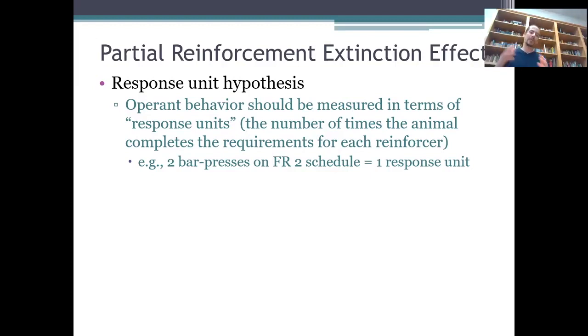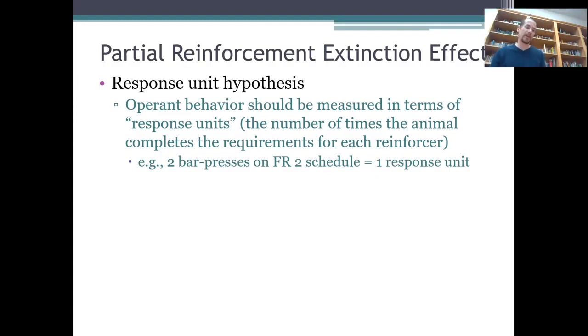So for example, suppose we have a rat in a Skinner box, and suppose we've got that rat on an FR2 schedule of reinforcement, meaning it's got to press the bar twice to get food. Okay. And then suppose we put it on an extinction schedule, right? And suppose that the rat makes 100 responses during extinction, presses the bar 100 times while it's experiencing extinction.